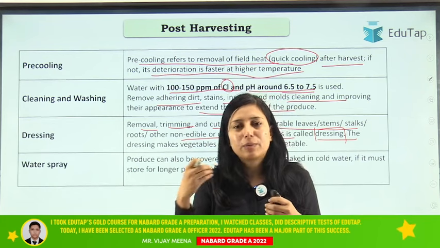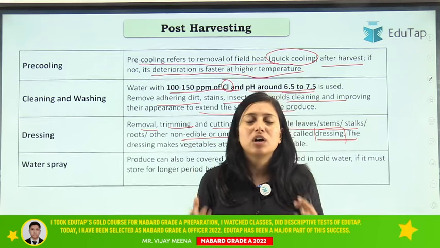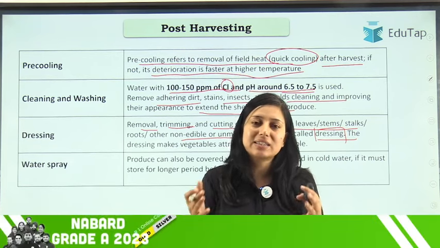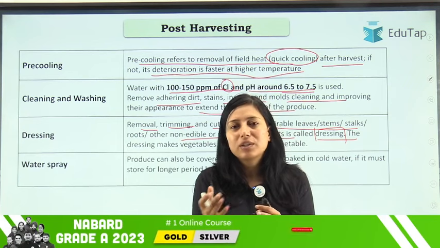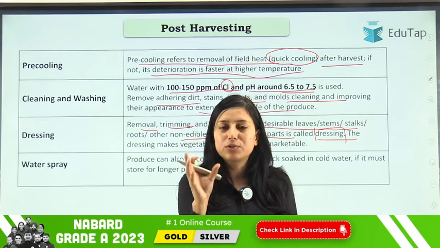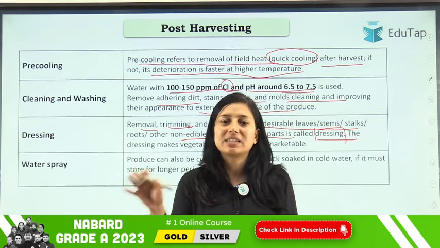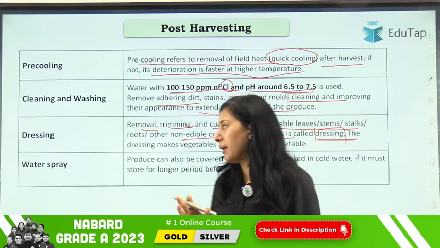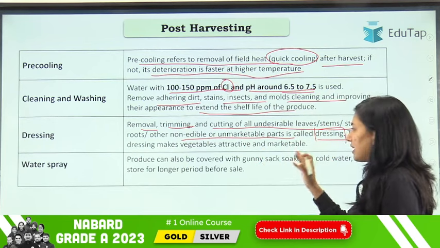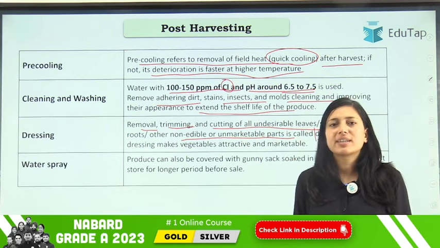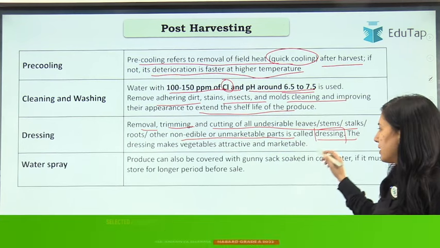So we have to remove, trim and cut all the extra material that comes with this produce, so that we get a quality produce. Only the produce is left with us. We do not have extra things like stems or leaves within the produce. That is why we go for dressing. When we remove, trim or cut all the extra parts of the plant, that is called dressing.